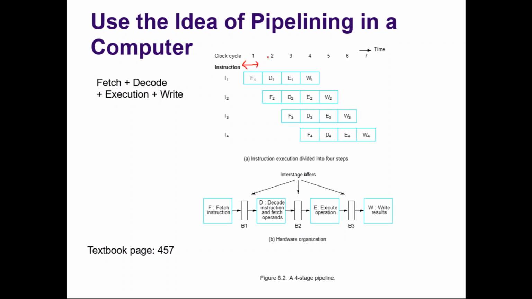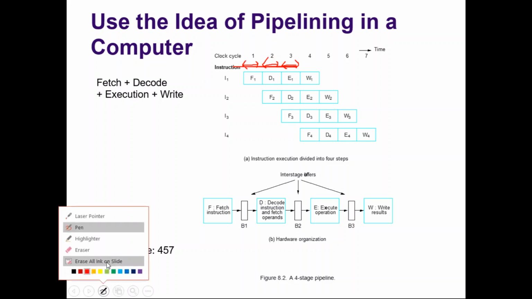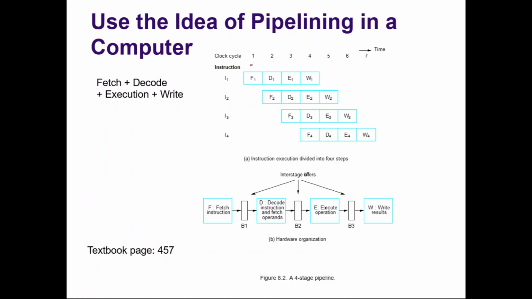But actually, if you see, the operations performed by each unit are different. One unit performs fetch, another unit performs decode, another unit performs execution, another unit performs write. So you cannot always ensure that its duration will be the same. Its duration may differ, but the requirement of pipelining is that each unit should take only one clock cycle.